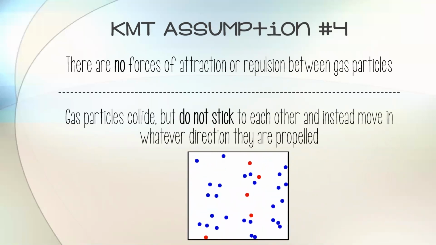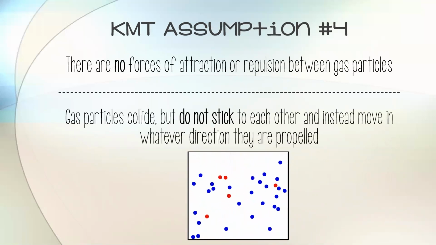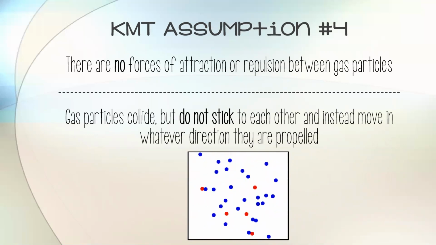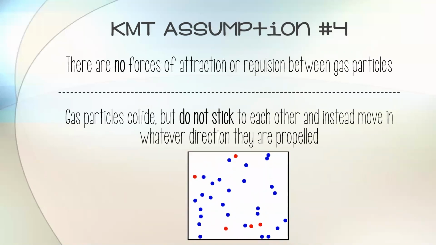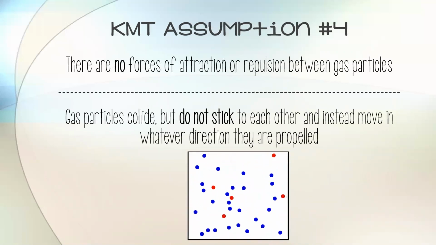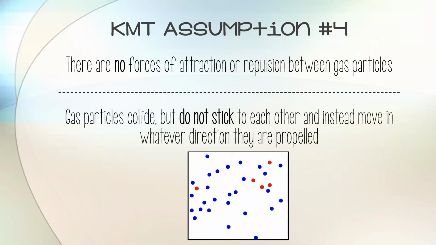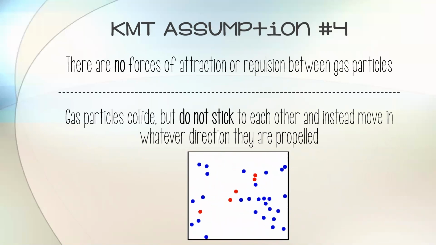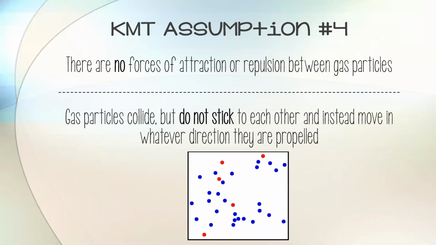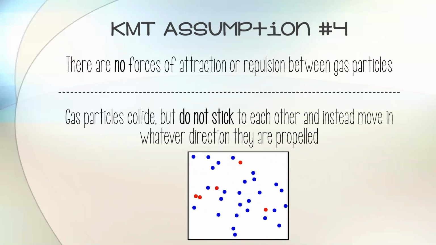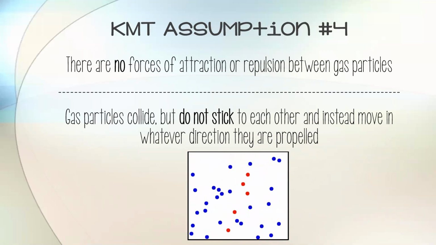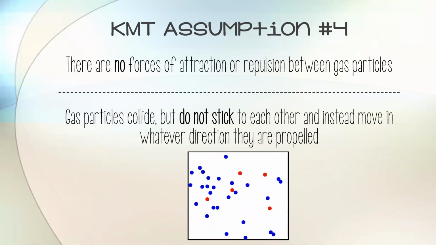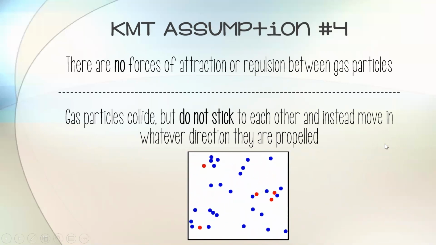So we like to say that gas particles collide, but they do not stick or bond to each other or attract to each other. Instead, they can continue moving in whichever direction they're propelled. So if you look at the video here, you can see that there's no attraction. These are truly just moving wherever they want. And when one hits off of each other, it's pushed in a different direction. Unfortunately, in an unideal world, in the world we live in, there are some tiny forces of attraction and repulsion, so sometimes that does affect the rapid random motion. So this assumption goes with assumption number 3.